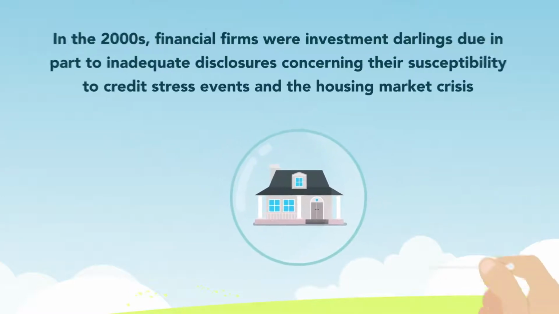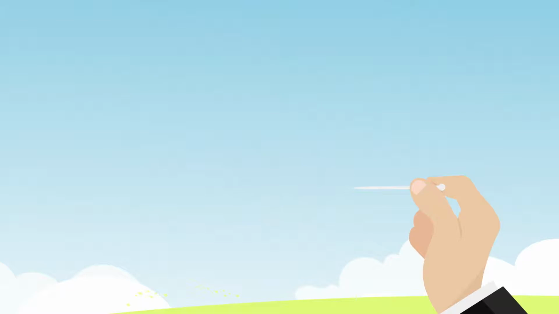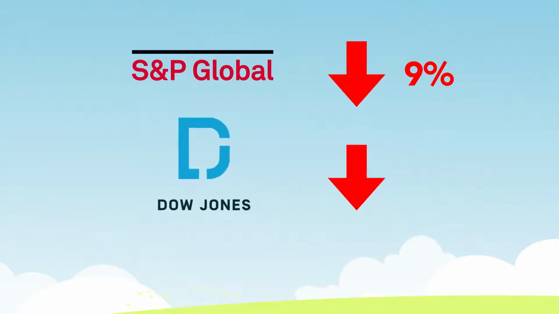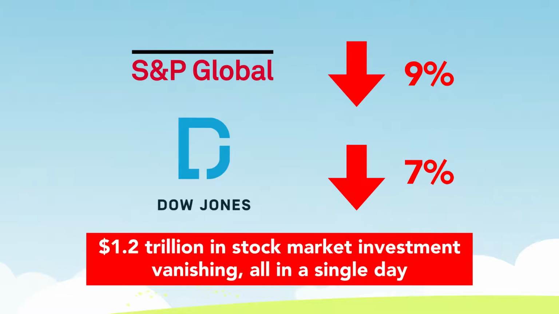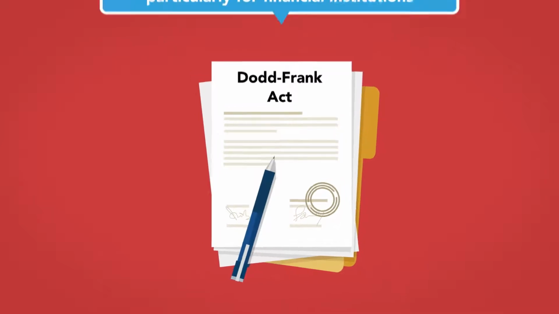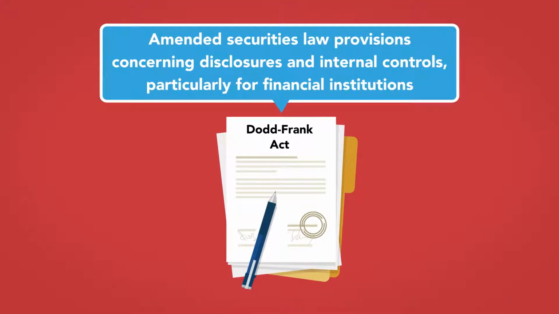In September of 2008, the bottom dropped out, with the S&P 500 plummeting 9%, the Dow Jones dropping nearly 7%, and $1.2 trillion in stock market investment vanishing, all in a single day. These and other events associated with the financial crisis led to the passage of the Dodd-Frank Act, which amended securities law provisions concerning disclosures and internal controls, particularly for financial institutions.